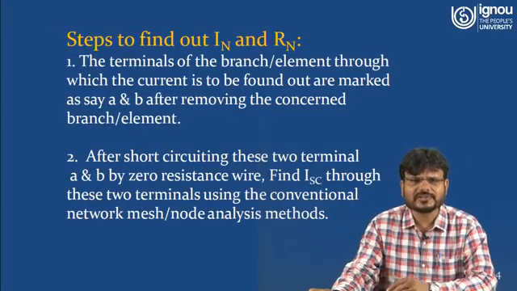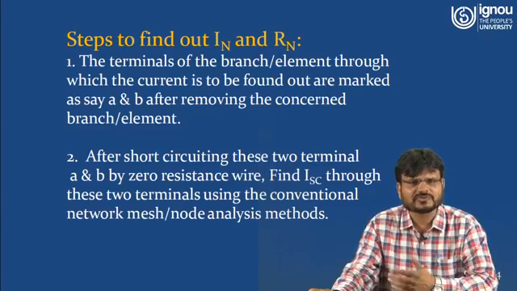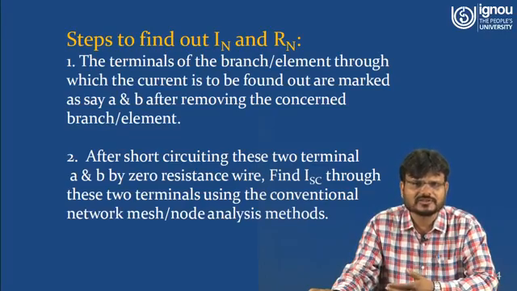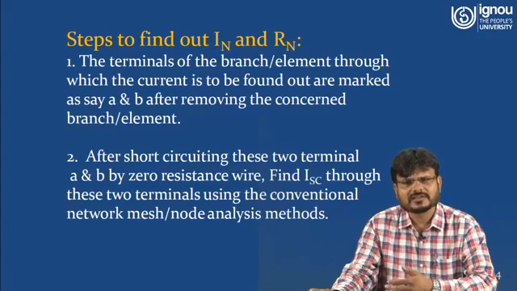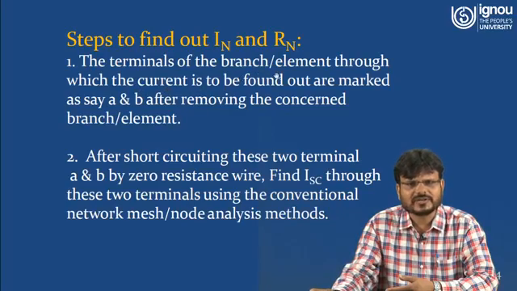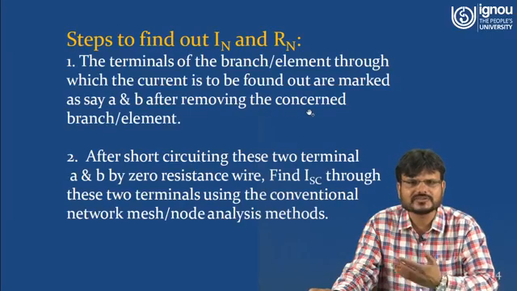Now there are different steps to find the value of the short circuit current, or you can say the Norton current, and there are other steps to calculate the Norton resistance. So the first step is: the terminals of the branch or element through which the current is to be found are marked as A and B after removing the concerned branch or element. So this is the first step.